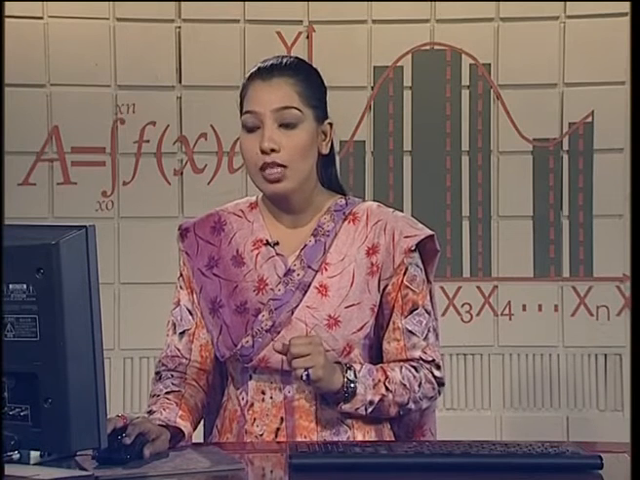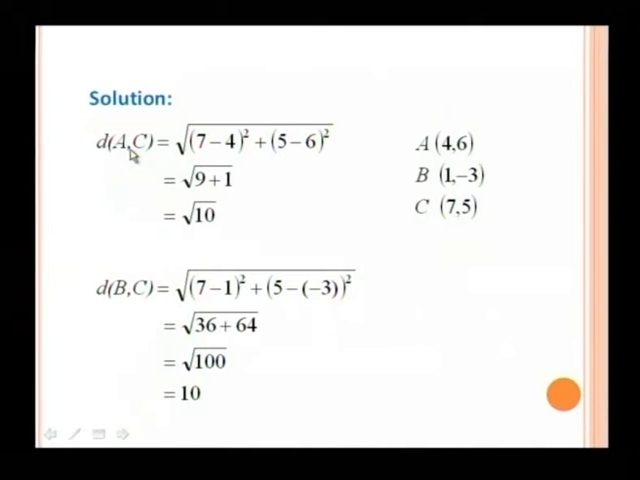To find out the distance between the other 2 points, A and C, again putting the coordinates of A and C in the distance formula, we get distance AC equal to the square root of (7 minus 4) whole square plus (5 minus 6) whole square. By simplification, we get distance AC equal to the square root of 10. Then the distance BC would be equal to the square root of (7 minus 1) whole square plus (5 minus -3) whole square.